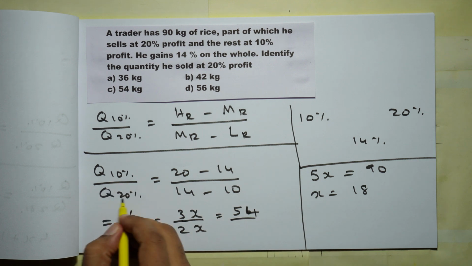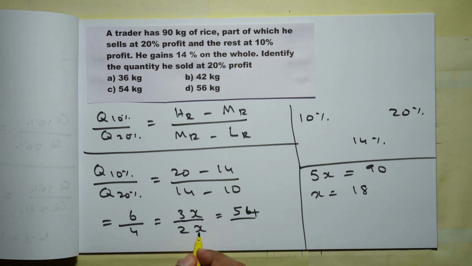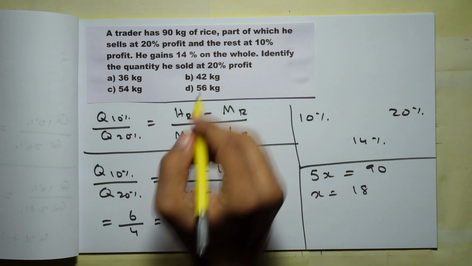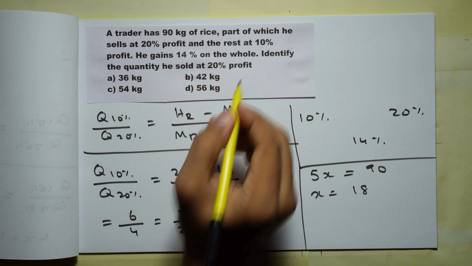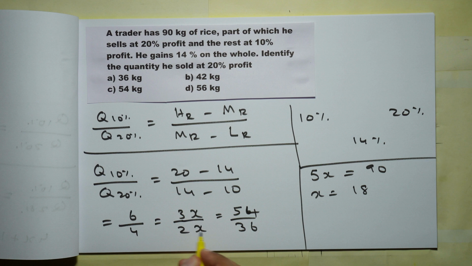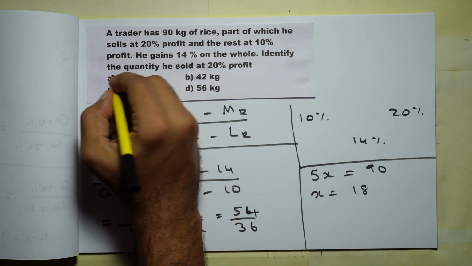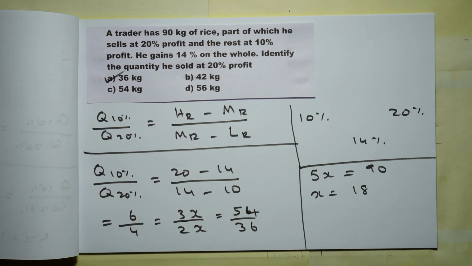And the quantity he invested at 20% is 2x, where x is 18. So 2 into 18 gives you 36. The question is, identify the quantity he sold at 20% profit. That will be 2x, that is 36. So option A, 36 kilos.